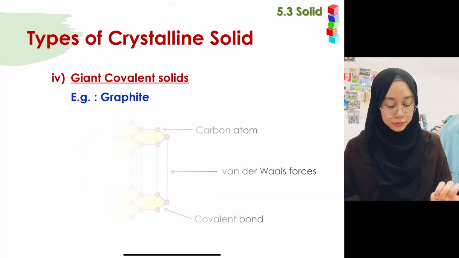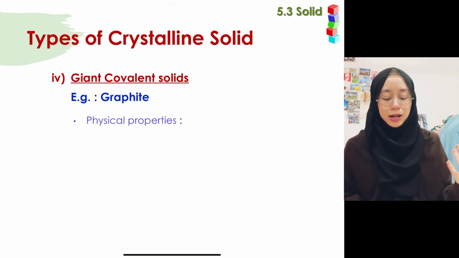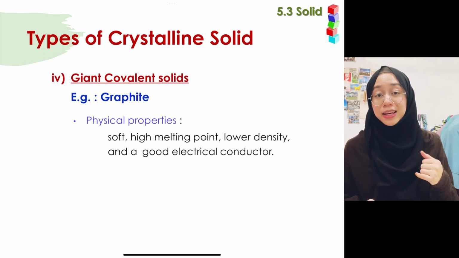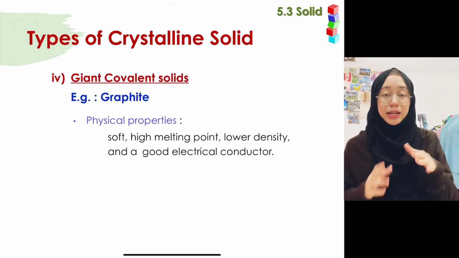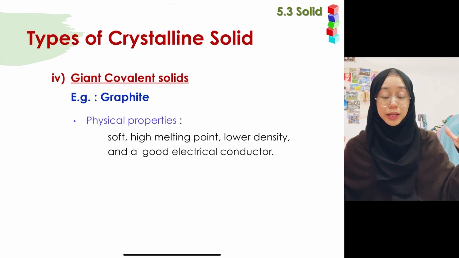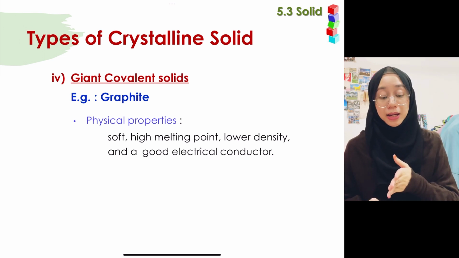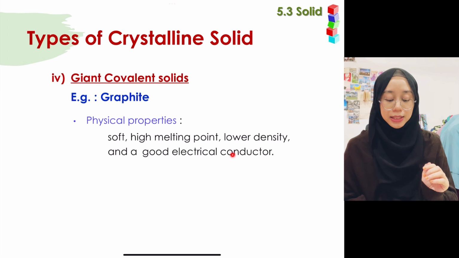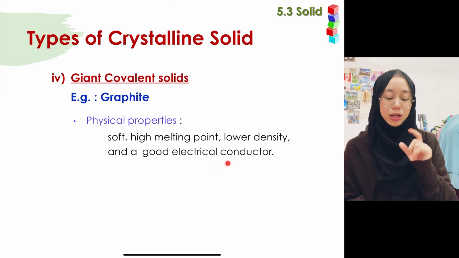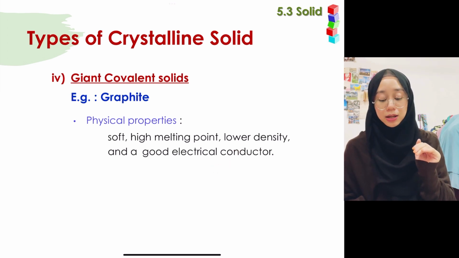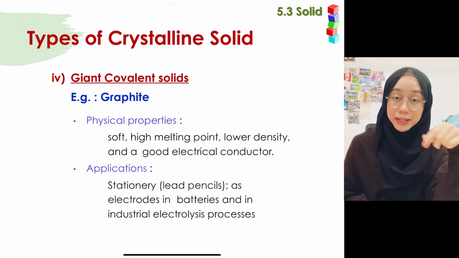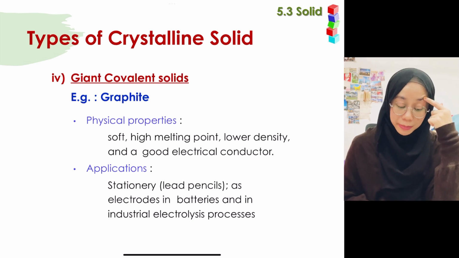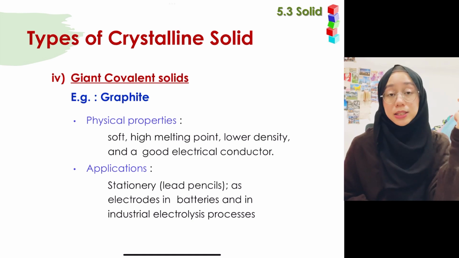Okay, so kalau ciri-ciri graphite ni pula, so it is actually soft. Okay, in comparison to diamond, diamond is a very hard one. Okay, tapi still disebabkan dia a very large molecule. Okay, that's why dia punya melting point pun still high lah despite the soft. Okay, but then it has a lower density, and since ada carbon yang boleh bergerak tu tadi, it is actually a good electrical conductor. Okay, and then in terms of application, usually kita guna dalam pensel, okay, ataupun sebagai electrodes in batteries, ataupun kita guna dekat industrial electrolysis process.